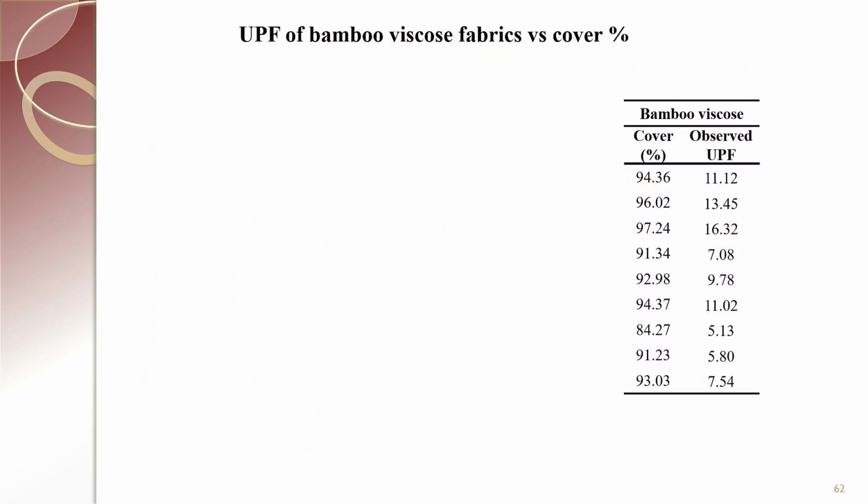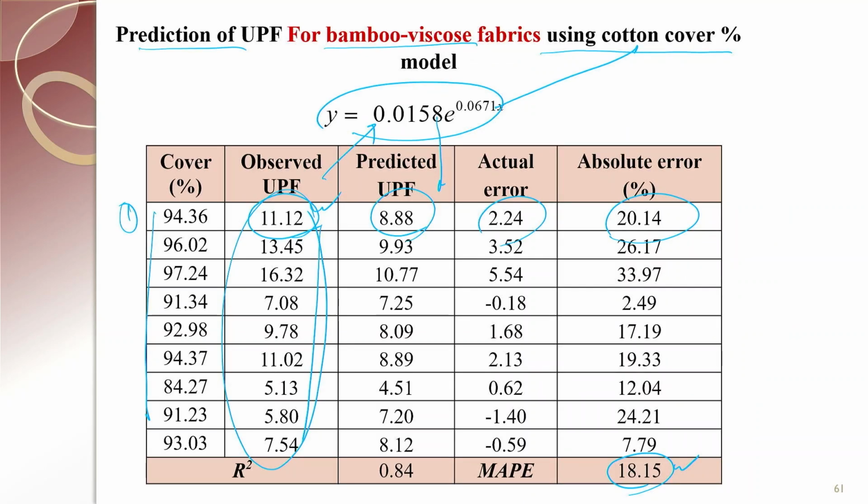So, then what we have done, we tried to develop another regression model for the UPF of bamboo viscose using its own cover factor. The bamboo viscose cover factor is given here and the UPF value is reported in the second column, as it was given in the earlier table.